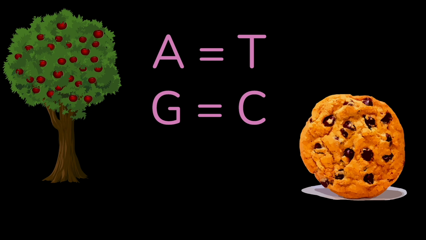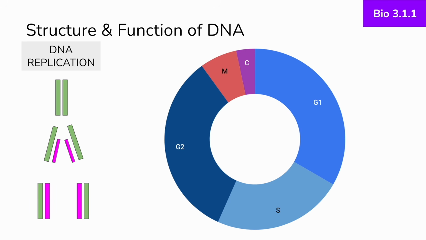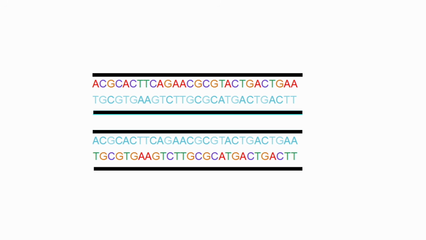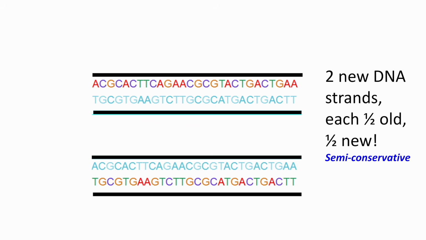Now let's talk about DNA a little bit closer. Remember that in DNA we have 4 different bases: A's, T's, G's, and C's. A's always pair with T's, G's always pair with C's. DNA replicates during the S phase of the cell cycle. In DNA replication, the DNA strand separates, and new strands of DNA are built off the template. So it's called semi-conservative replication. Each new strand of DNA has half the old strand and half brand new.